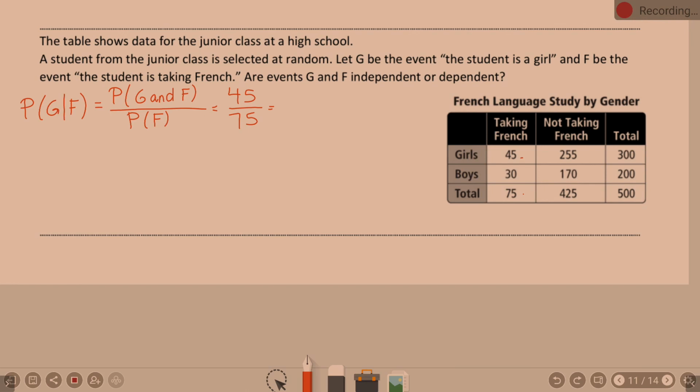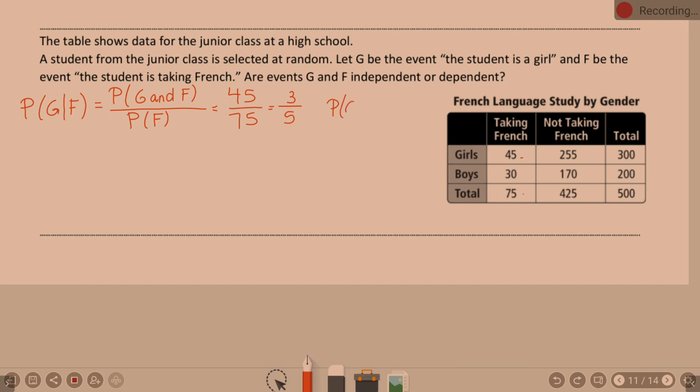I know that reduces. I see fives. Actually, it goes bigger. Yeah. It technically reduces by 15 if you catch it. Or my brain went to divide by 5 and then divide by 3. One way or another, you get to 3/5. What are we going to compare that to? Probability the student is a girl.